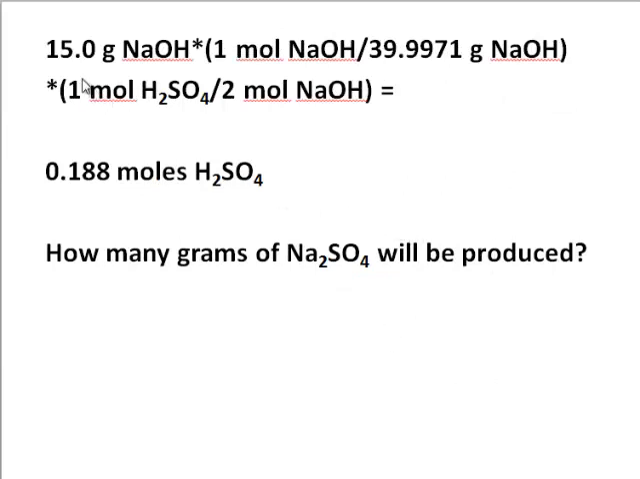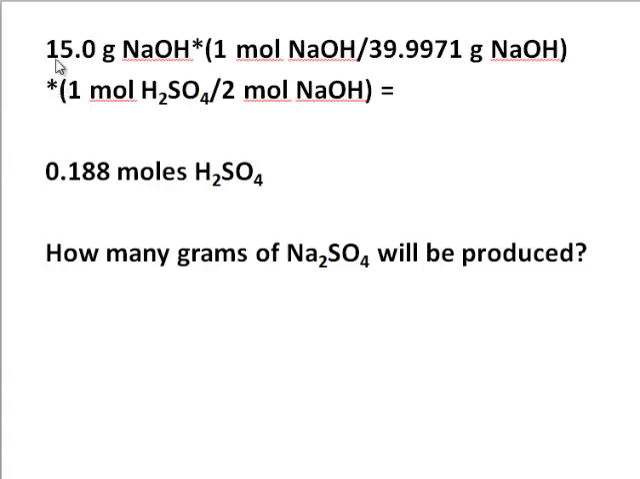Alright, here we have the solution. 15 grams of sodium hydroxide is first converted to moles. This is the traditional step 1. And we then use the ratio of coefficients provided by the balanced chemical equation, 1 mole of sulfuric acid or battery acid over 2 moles of sodium hydroxide, to convert to moles of H2SO4.